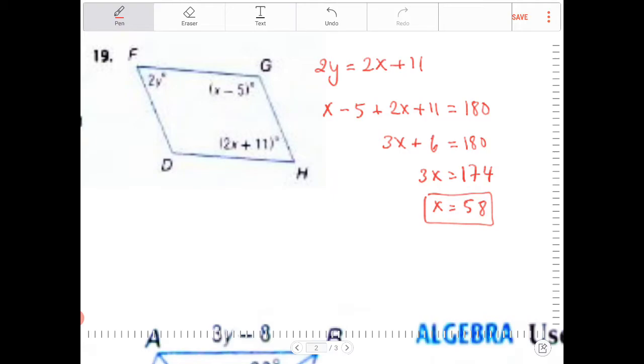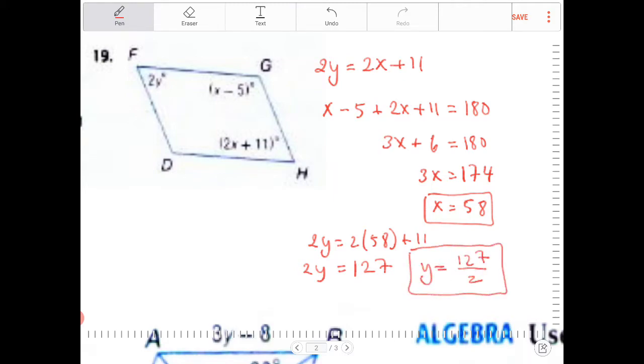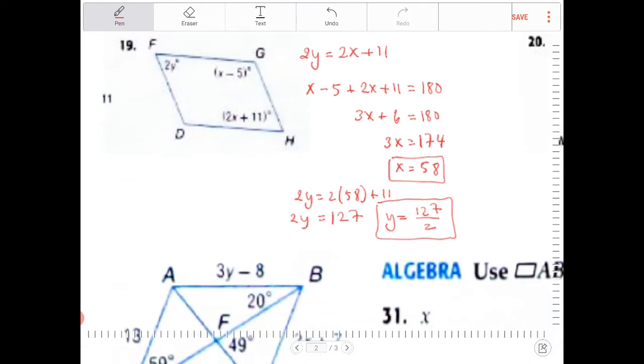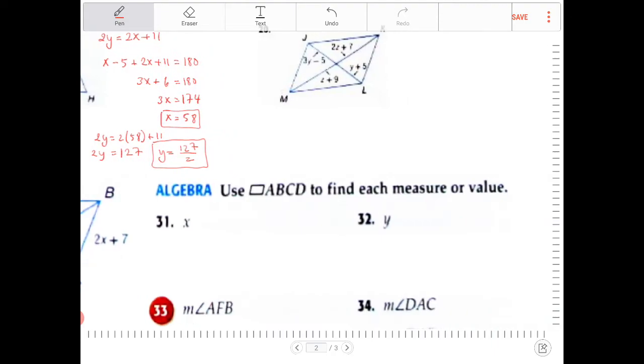And since x is equal to 58, 2y is equal to 2 times 58 plus 11. So that would be 116 plus 11, so that's 127, which is equal to 2y. Y, therefore, is equal to 127 over 2. Okay. Moving on, question number 20.